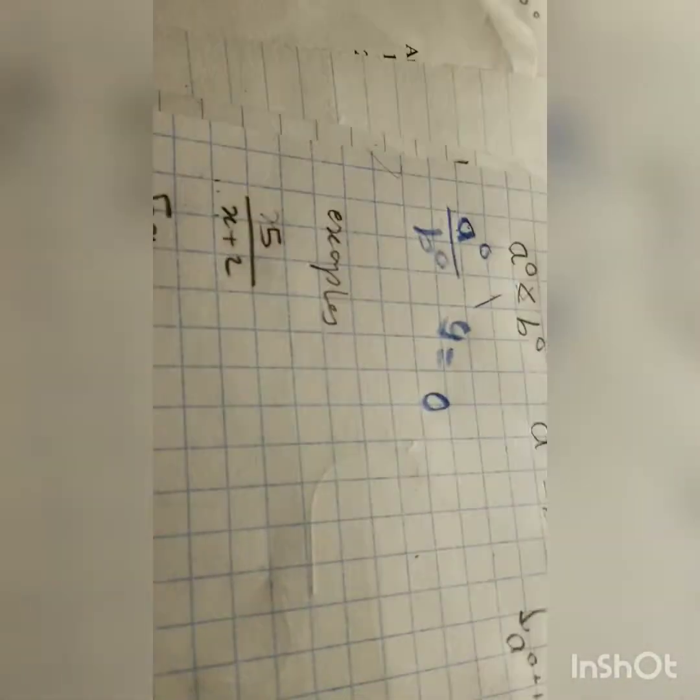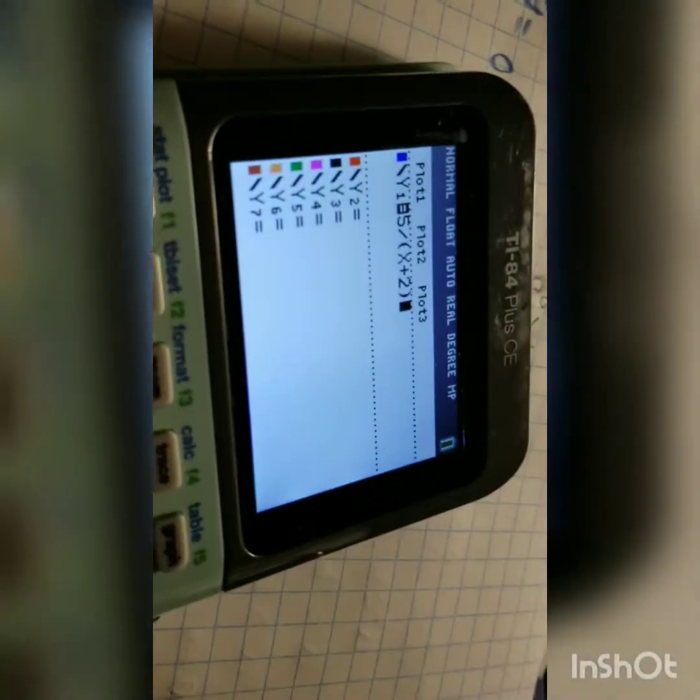So the second scenario we have is the degree of A is less than the degree of B. Basically, in this scenario, y is always equal to 0. Let's look at an example of that. What we have here is 5 over x plus 2. So let's put that into our calculator and let's see what happens.